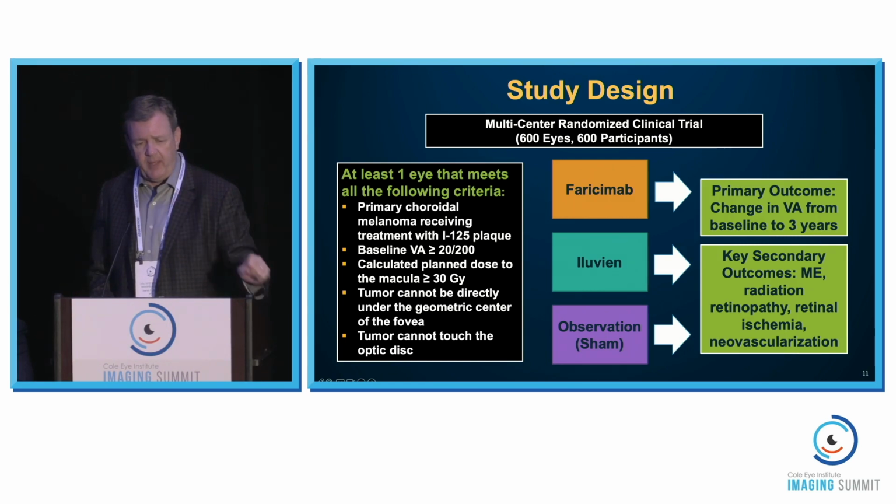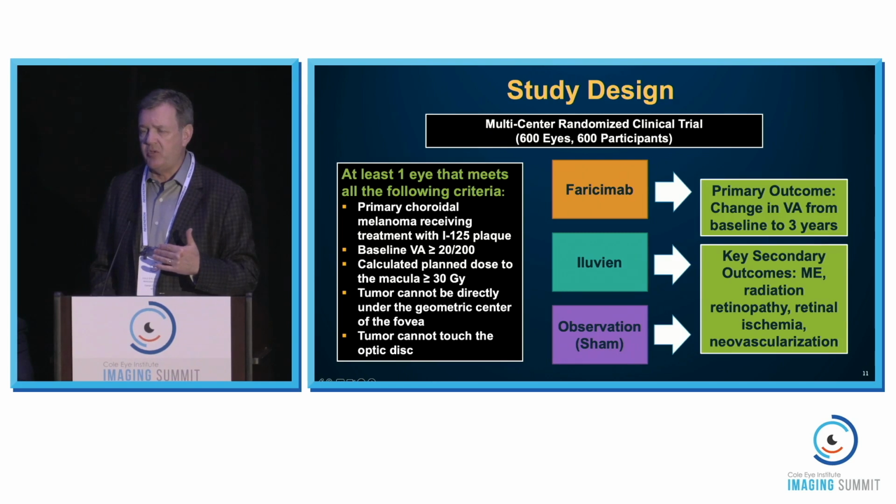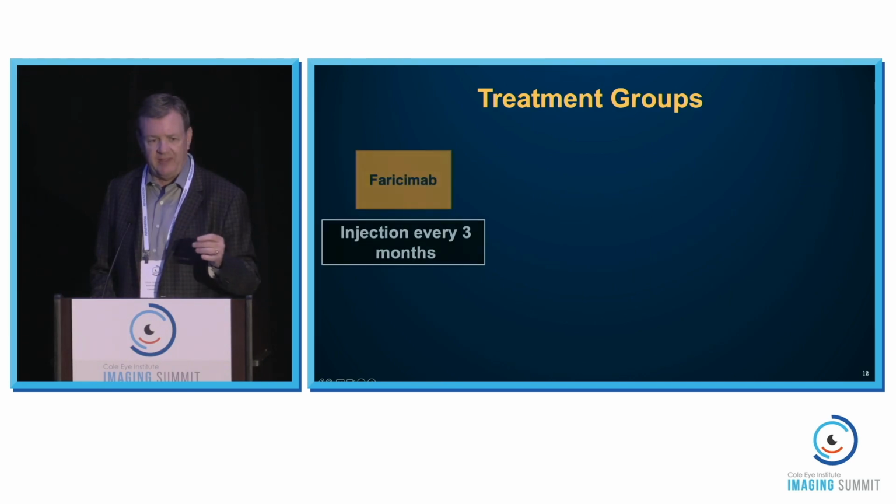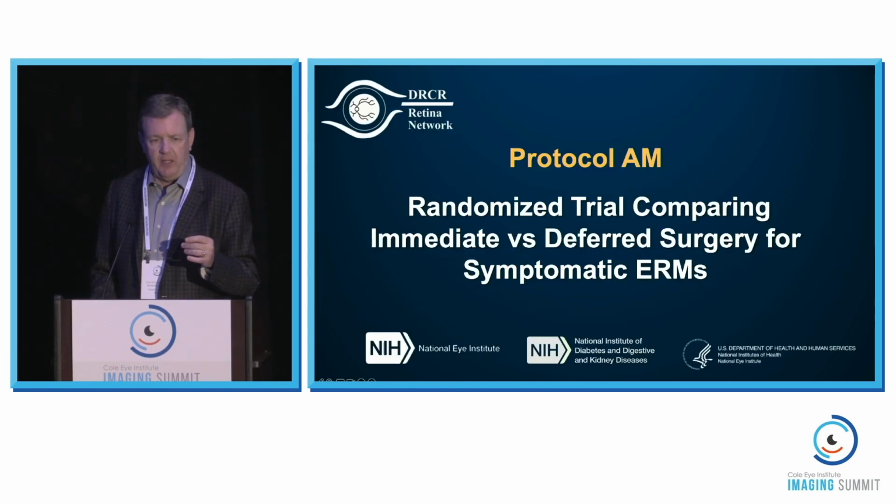Patients will be treated with faricimab every 3 months versus Iluvien at baseline, then a second one at 2 years, versus observation. The primary outcome will be change in visual acuity from baseline to 3 years, and lots of secondaries that we will look at. It will be a nice opportunity to prospectively characterize what happens in these eyes. The most exciting part to me is the wide field imaging that we're going to do prospectively on a set of patients over a 3-year period. Surprisingly, that actually has not been done.